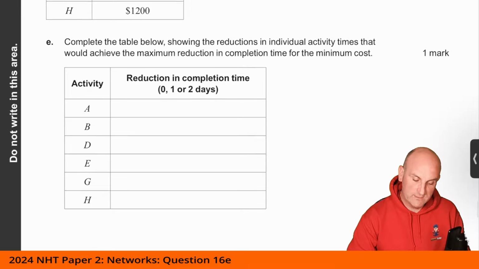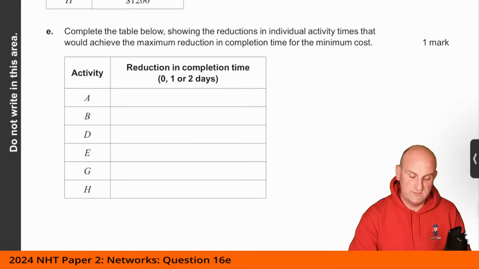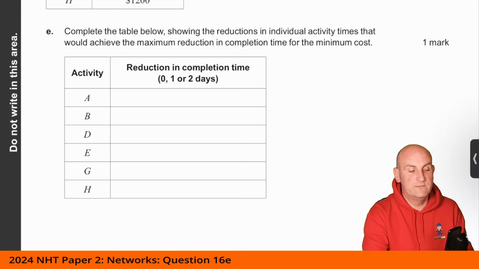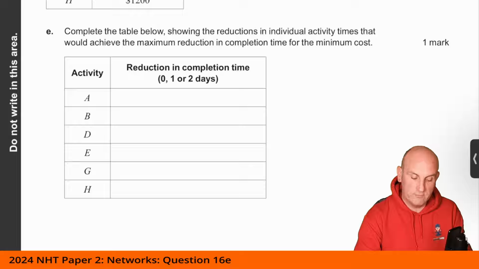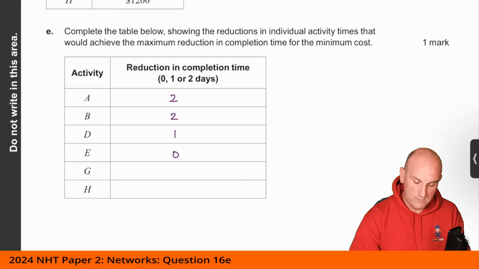Complete the table below showing the reductions in individual activity times that would achieve the maximum reduction. Now, what I'm actually going to do is write down the answer, because I know some of you will be like, well, no, I just want to check I got it right. Others of you will want to be like, well, can you show me the process? And I will obviously do my best. But the correct answer is 2, 2, 1, 0, 2, and 0.